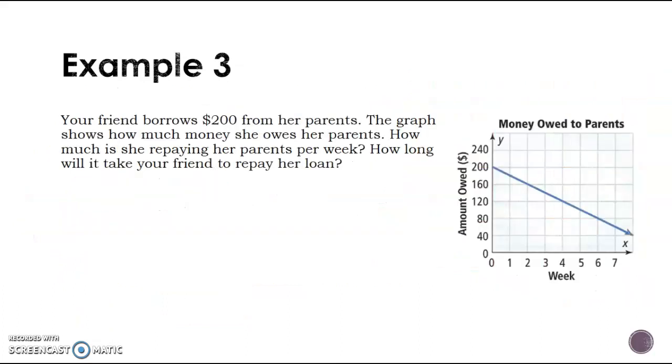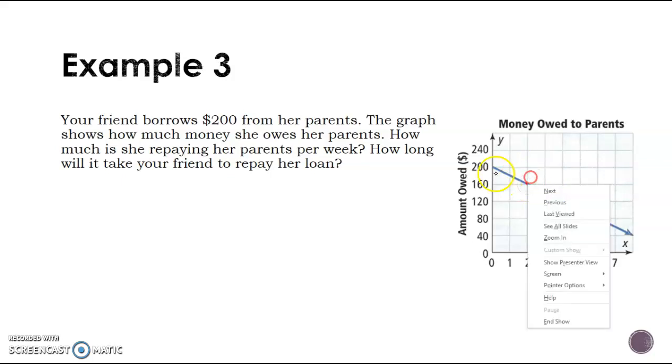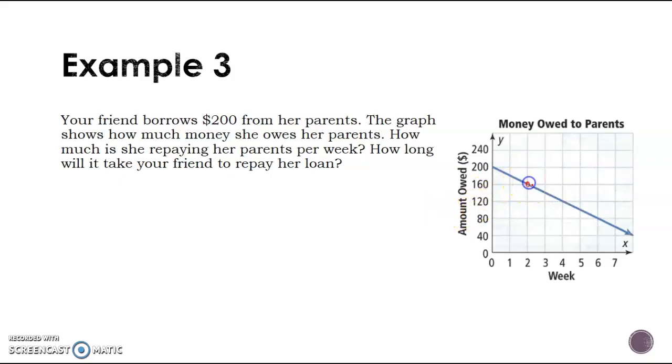All right, moving on to our last example. Your friend borrows $200 from her parents. The graph shows how much money she owes her parents. How much is she repaying her parents per week? And how long will it take your friend to repay the loan? So the amount she is paying her parents per week is going to be the amount we go down each week. So what I'm going to do is I'm going to find a second point on my graph that crosses at what I like to call the crosshairs or 4 corners, right? It would be where a 4-way stop would be if these were roads.